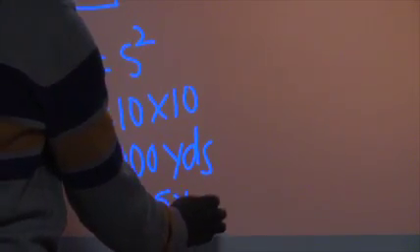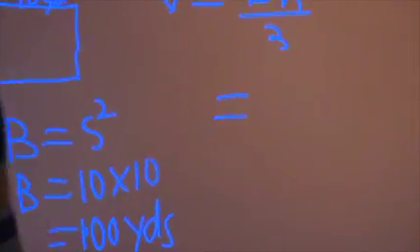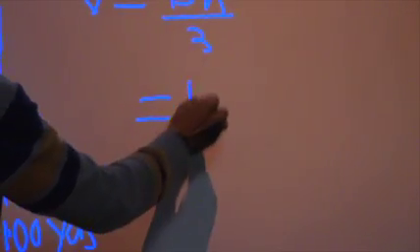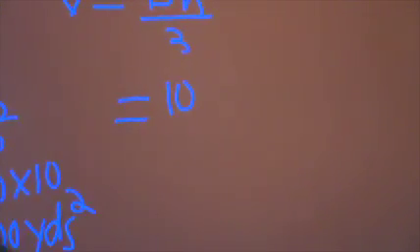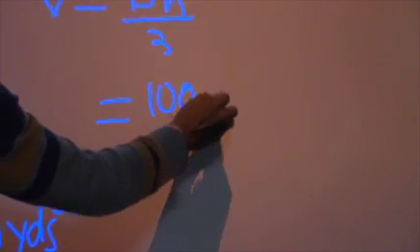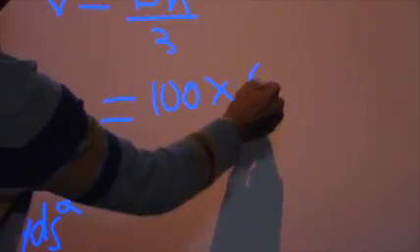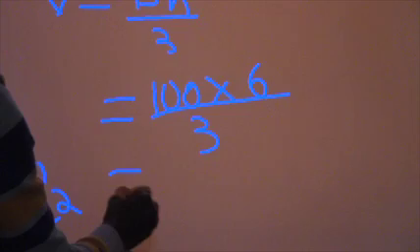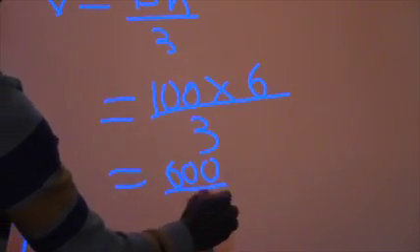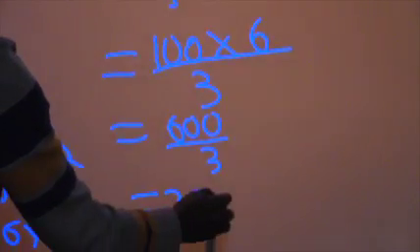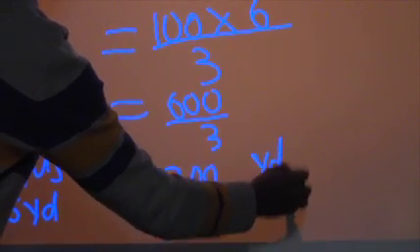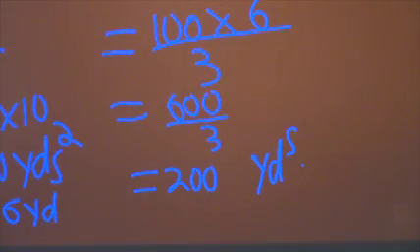Now, we know the height has been given to us to be 6 yards. So putting it together, our volume will be equal to the base area, which is 100 square yards, times the height, which is 6 yards, divided by 3. So you have 600 divided by 3. You're going to have 200 cubic yards. Okay? Good.